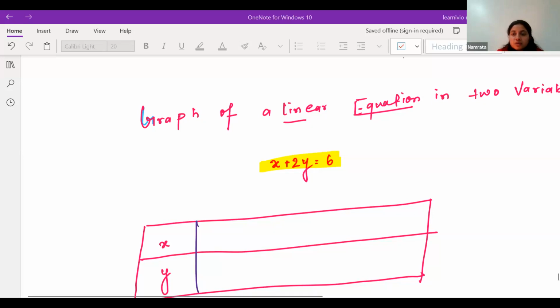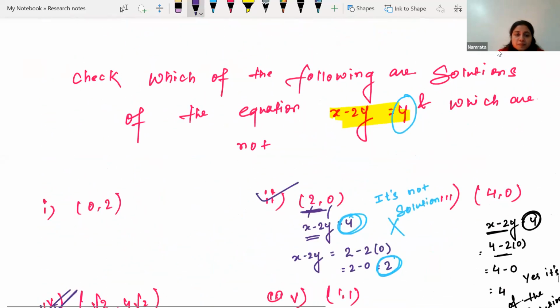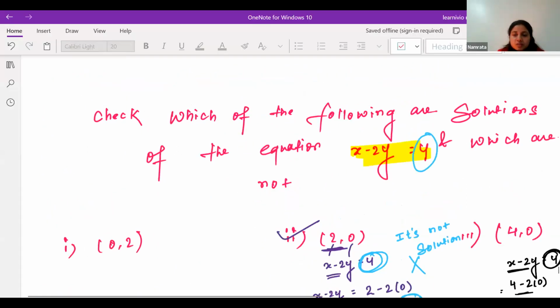Okay, Reem, your mic is not working. Which part are you unable to understand? This part? Check which of the following are solution of the equation or not. Please answer it in the chat box. Whether the solution part is not clear to you.